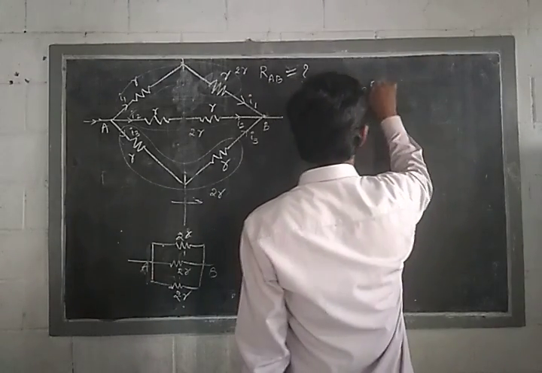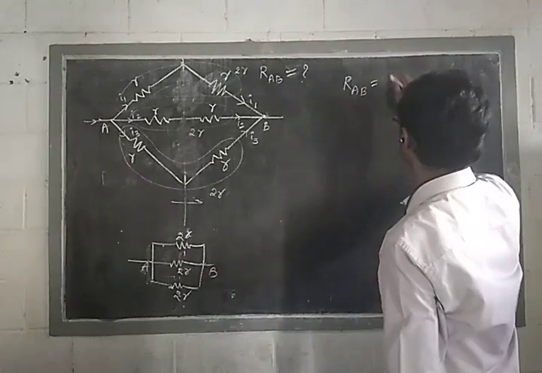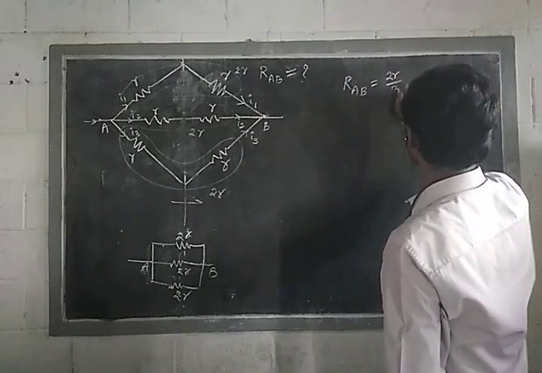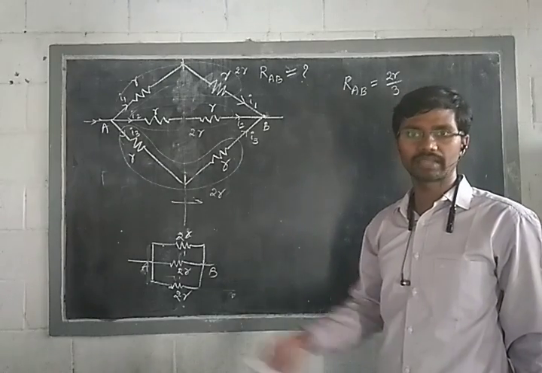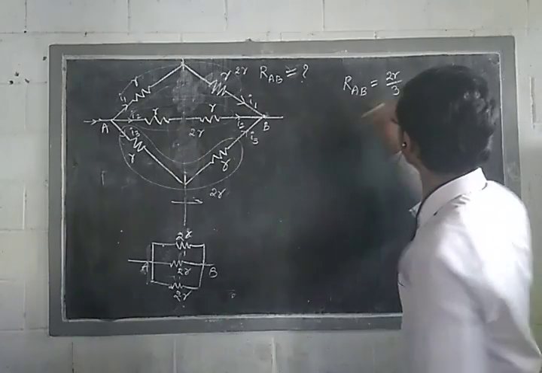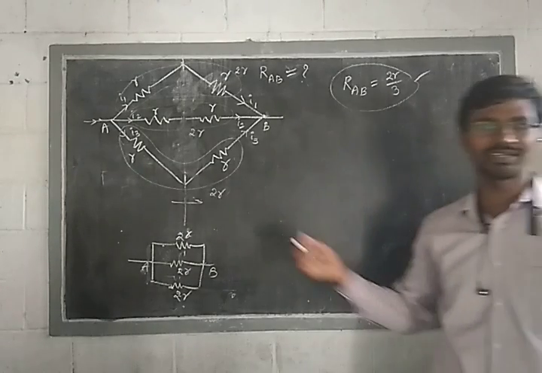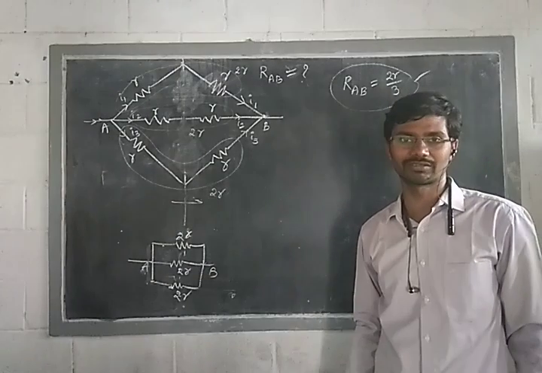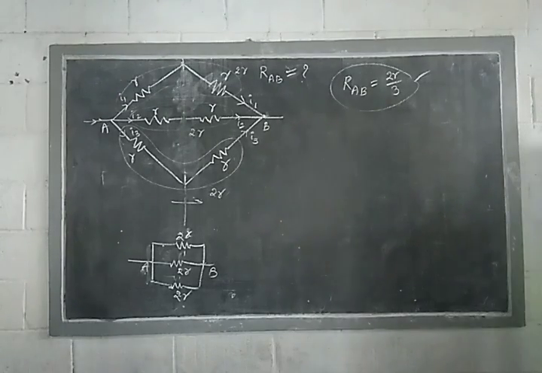R_AB is equal to, for identical resistors, R by N. Now 2R by 3. 1 by R1 plus 1 by R2 plus 1 by R3 is 3 by R. Then reciprocated, R_P is equal to R by 3. R is nothing but 2R, so 2R by 3 is the equivalent resistance. Just within a fraction of a second you can easily solve the network circuits. Please note down fast. Let us discuss one more problem.